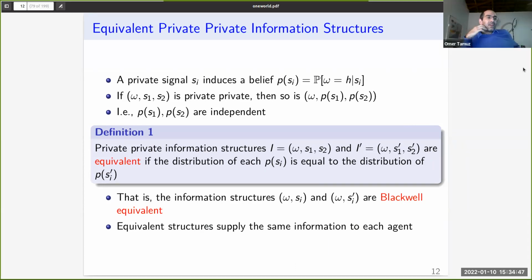It's canonical in the sense that if I were to make some kind of decision, imagine that I have some utility that depends on the state and my action, I really have no reason to consider any part of my signal except the posterior belief that it induces. So, without loss of generality, my action would just be a function of my posterior belief. Okay, so the canonical thing is this belief. Yeah, exactly.